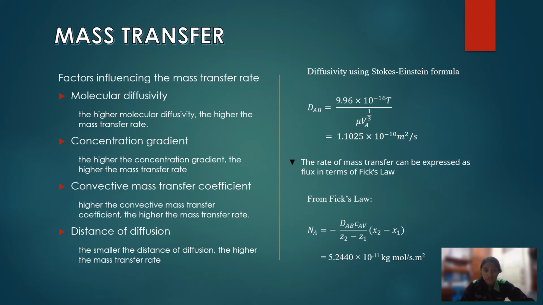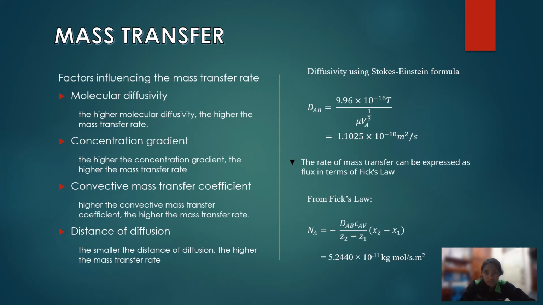So the molecular diffusivity, concentration gradient, and convective mass transfer coefficient are all directly proportional to the mass transfer rate, where when the molecular diffusivity, concentration gradient, or convective mass transfer coefficient increases, the mass transfer rate increases too. Whereas the distance of diffusion is inversely proportional to the mass transfer rate, where the smaller the distance of diffusion, the higher the mass transfer rate.